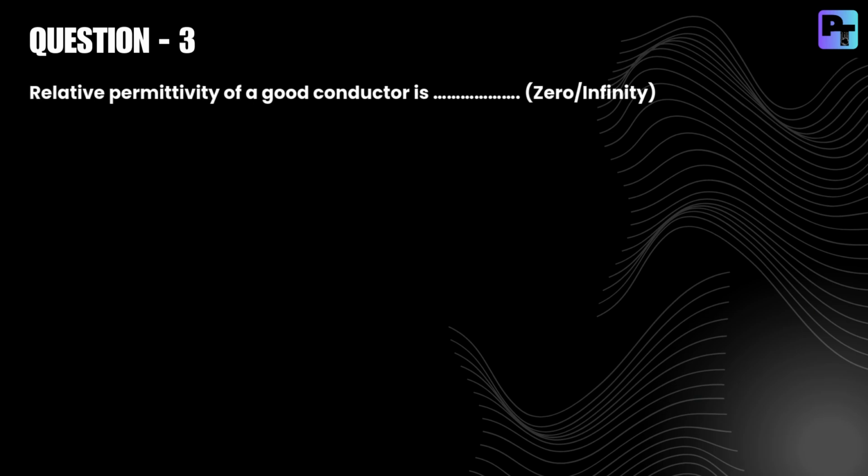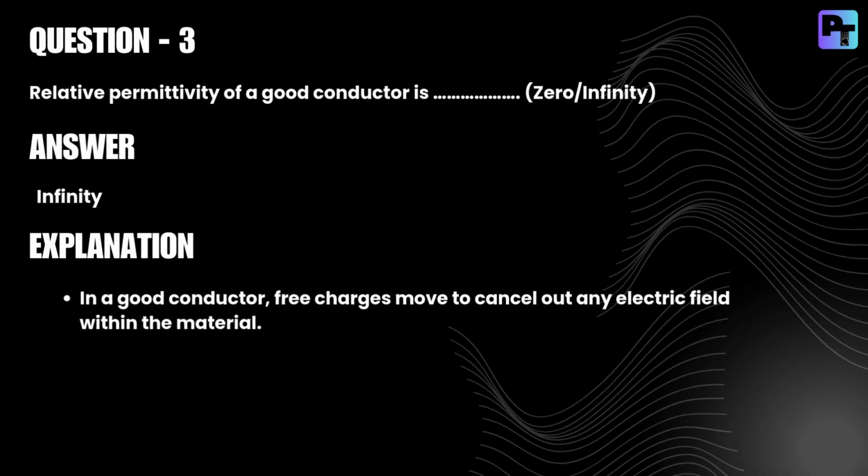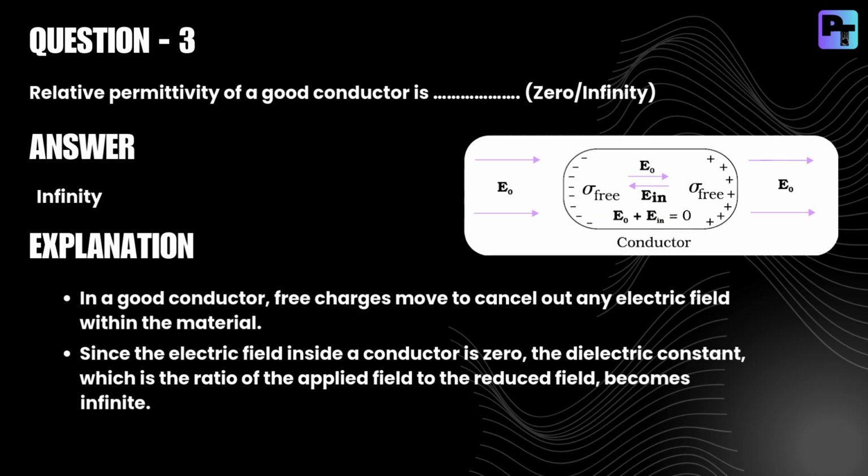Here is the third question. Relative permittivity of a good conductor is it 0 or infinity? Answer is infinity. Explanation. In a good conductor, free charges move to cancel out any electric field within the material. Since the electric field inside a conductor is 0, the dielectric constant, which is the ratio of the applied field to the reduced field, becomes infinite.